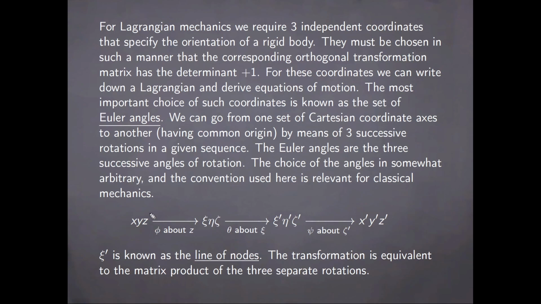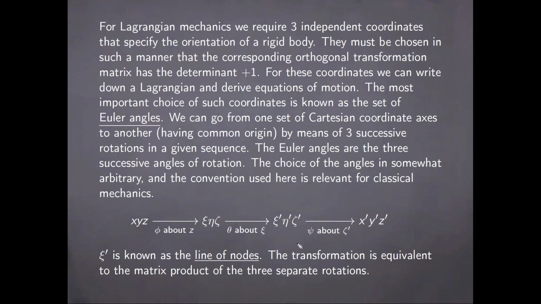Starting from the original XYZ system, first we rotate counterclockwise by an angle phi about z to obtain the new coordinate system xi, eta, and zeta, which we then rotate again counterclockwise through an angle theta around xi, and we reach the primed version of the system. And finally, we rotate counterclockwise by an angle psi about zeta prime in order to obtain the final system, which is the primed version of xyz. And the coordinate axis xi prime is known as the line of nodes.